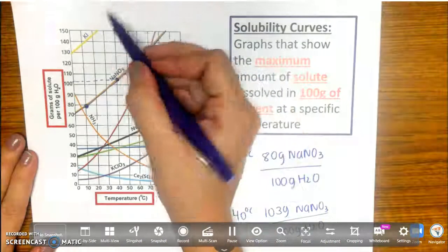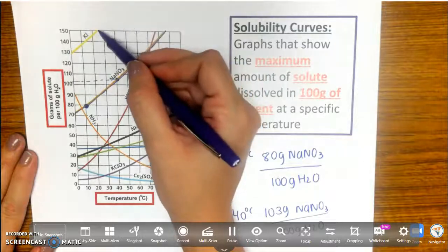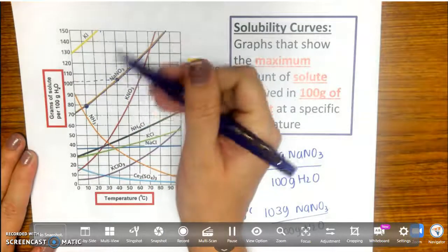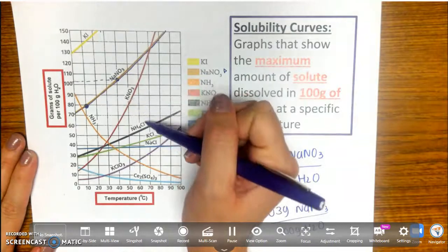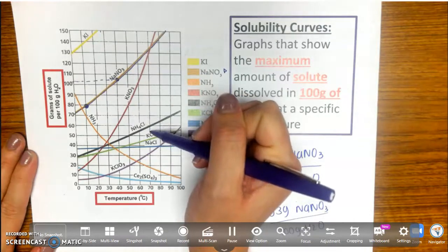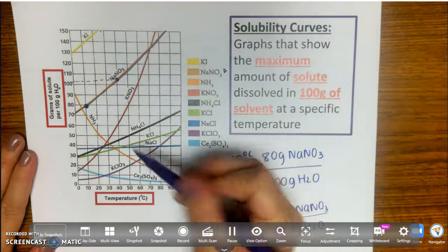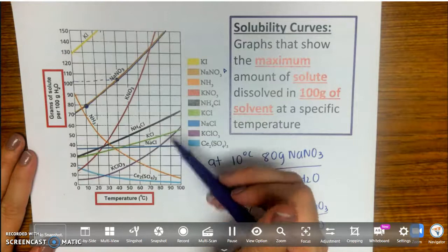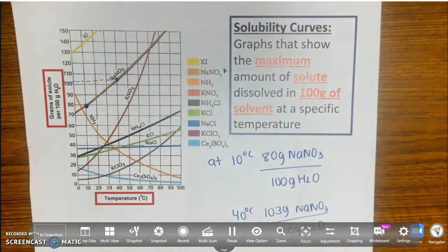Sodium nitrate, potassium iodide. Potassium iodide, look, it goes off the chart past like 25 degrees. We've got potassium nitrate, ammonium chloride, etc. The cesium sulfate is kind of weird. It actually decreases, and so does the NH3. But this is what this shows us.